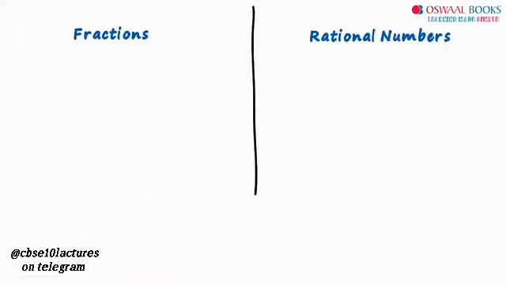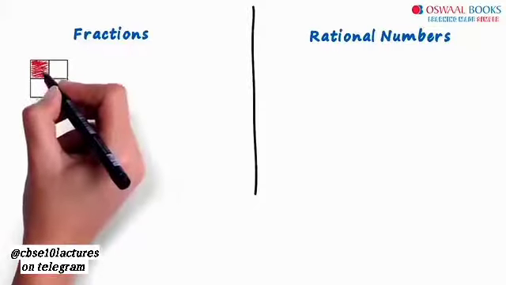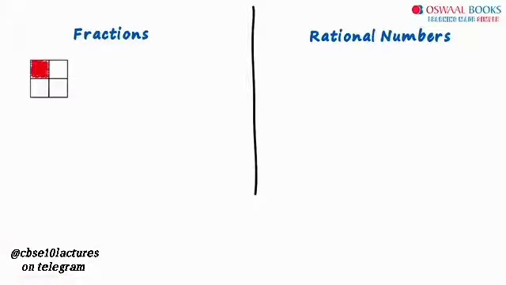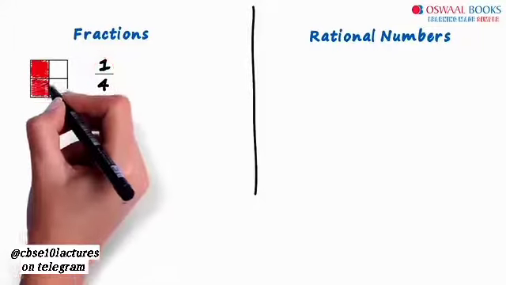We just need to understand this square to understand what fractions are. It is a square divided into 4 equal parts. Let's color one part. How do we represent this in a numerical form? We say that 1 out of 4 parts is colored. This is a fraction.